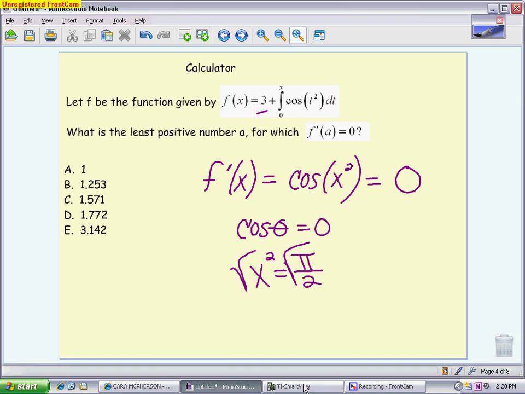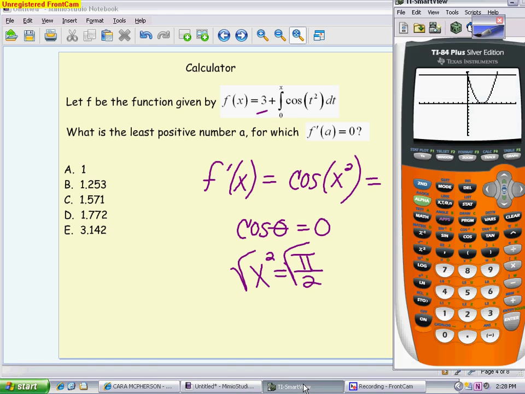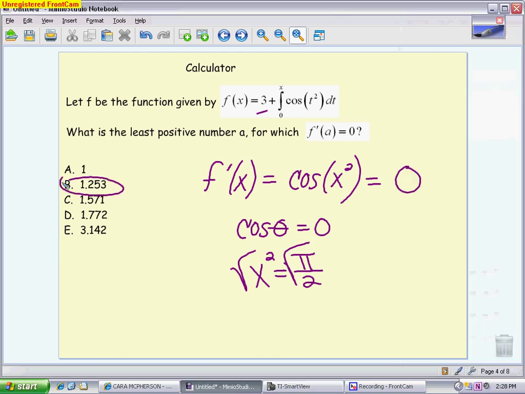Here's really the only time I use my calculator on this, not that you couldn't use your calculator to help you with a trig if you need it. I went to my calculator and took the square root of pi over 2 to get the answer of 1.253. And there it is. Essentially, the only thing the calculator is a necessity for is the very end.